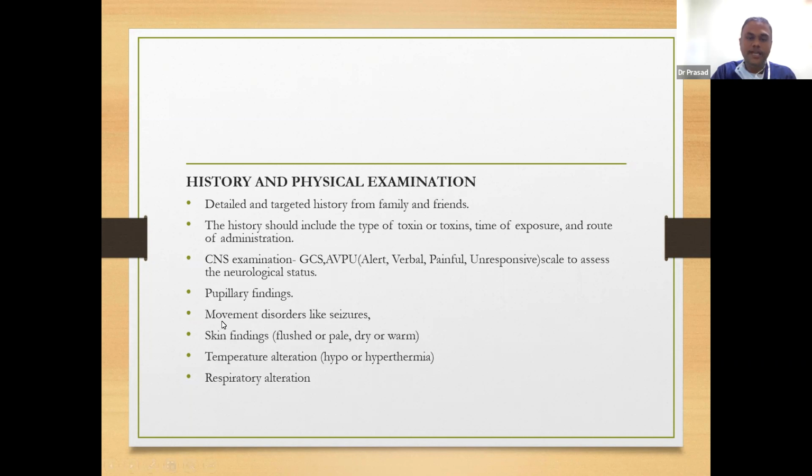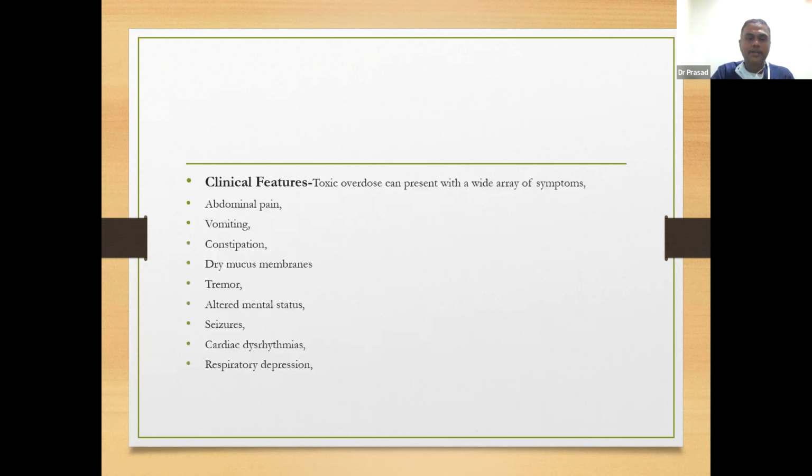So movement disorders like seizures are also important. Skin findings like flushed or pale, dry or warm, like in anticholinergic overdoses, you can find dry and flushed skin. And temperature alterations like hypo or hyperthermia are important, and respiratory alterations. Again, in opioid overdose or anticholinergic overdoses, you might find respiratory depression leading to respiratory acidosis. So respiratory alteration also has to be examined thoroughly.